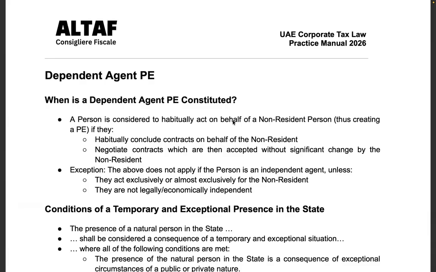Dependent agent permanent establishment. A person is considered to habitually act on behalf of a non-resident person, thus creating a PE, if they habitually conclude contracts on behalf of the non-resident person. That's the first point: they conclude contracts. The second point: they negotiate contracts which are then accepted without significant change by the non-resident person.